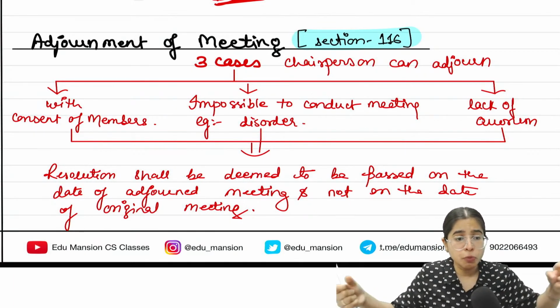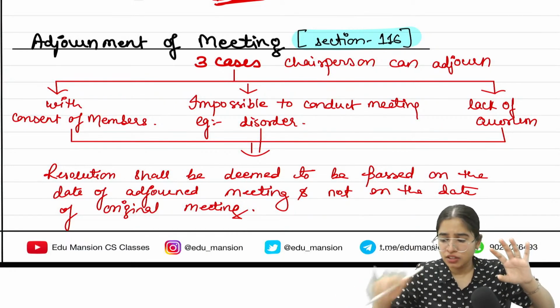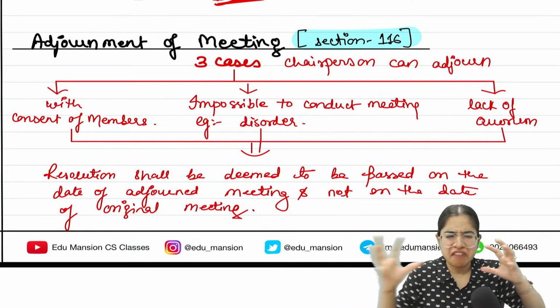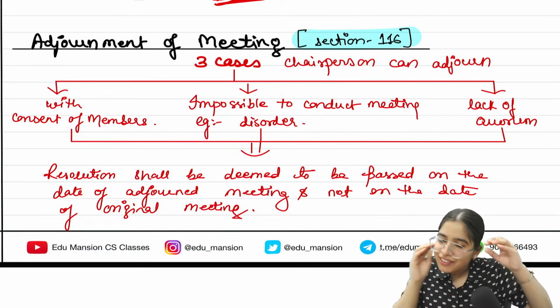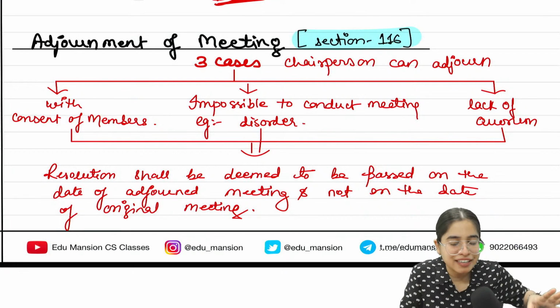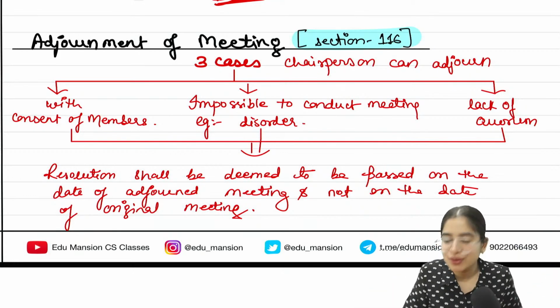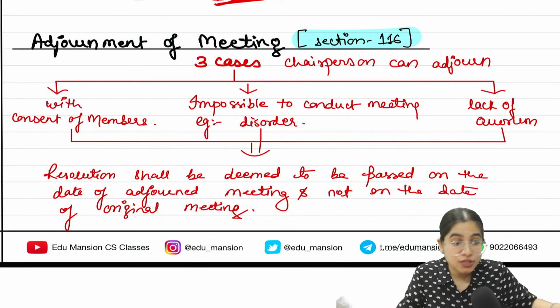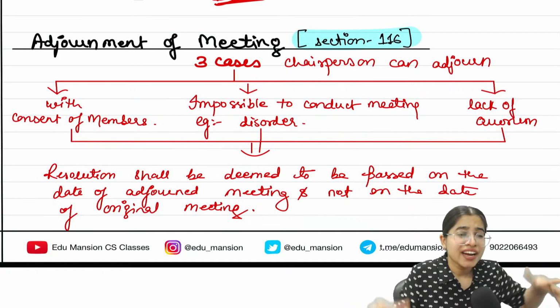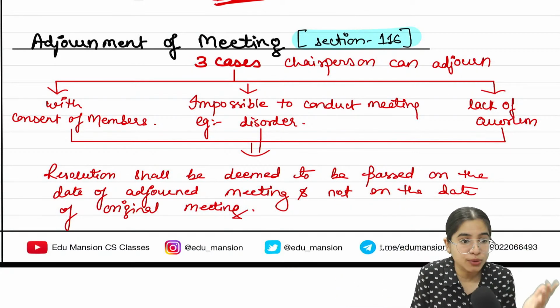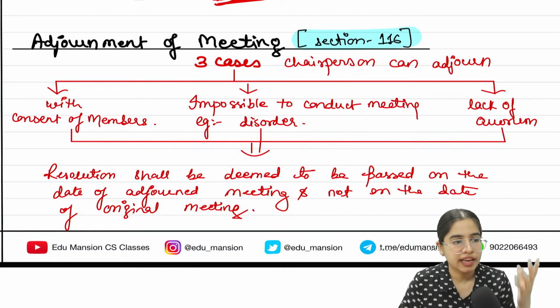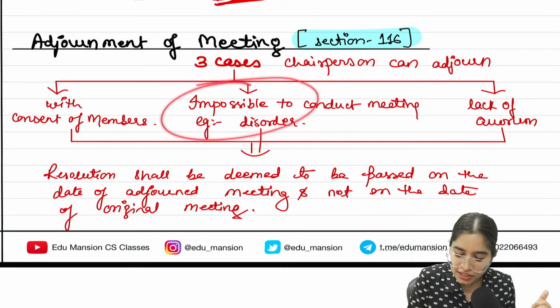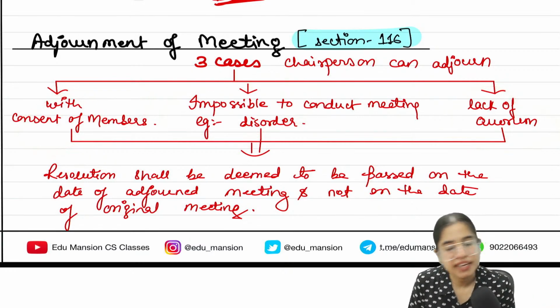Next, sometimes it's impossible to conduct the meeting. Let's say 2 persons are the shareholders, one is Rahul Gandhi and another is Narendra Modi, and both have a good fight. They had so much of a fight that we are not able to transact the meeting, we are not able to pass the resolutions. So sometimes there might be disorder, there might be quarrel among members, and it is not possible to conduct the meeting today. In that case also the chairperson has the right to adjourn the meeting. And lastly, for lack of quorum. So there are 3 situations in which the meeting can be adjourned.